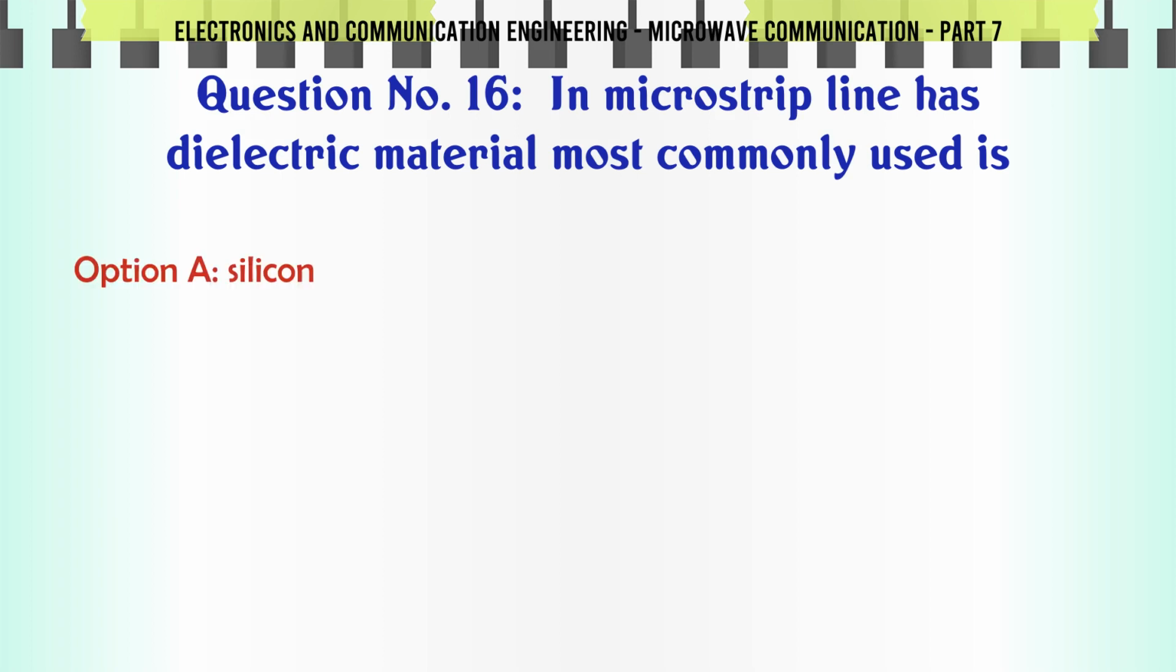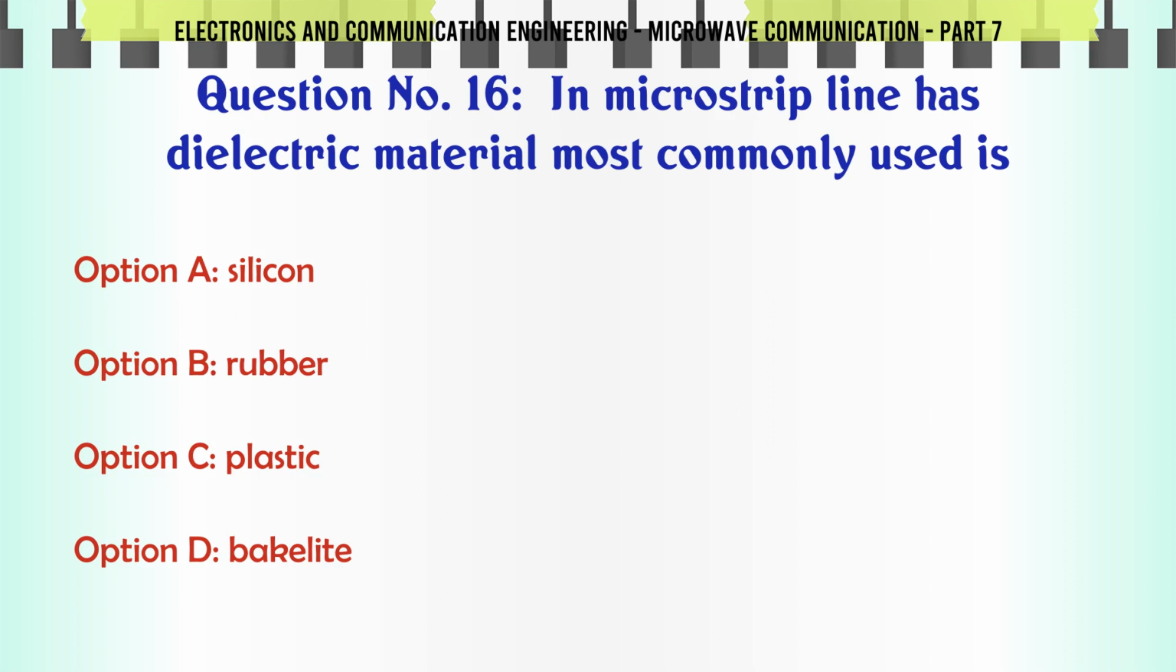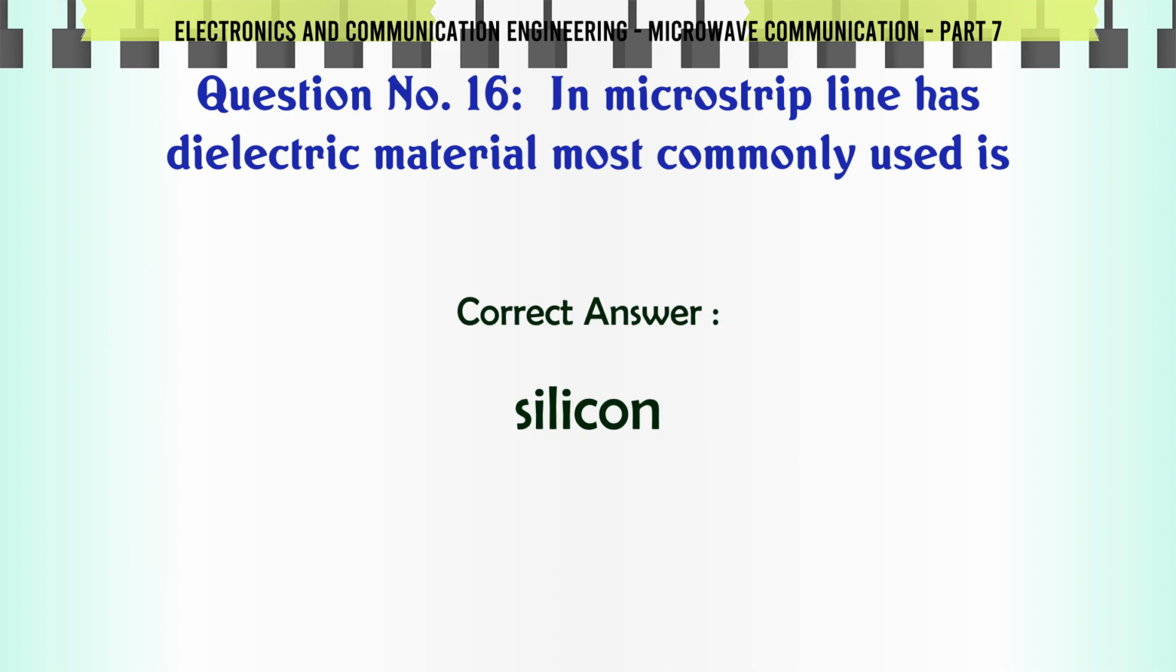In microstrip line, the dielectric material most commonly used is A. Silicon, B. Rubber, C. Plastic, D. Bakelite. The correct answer is silicon.